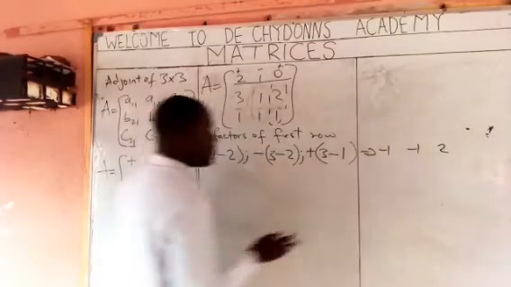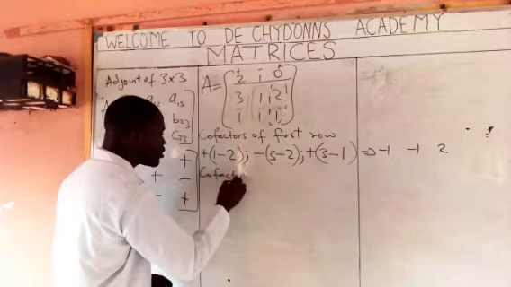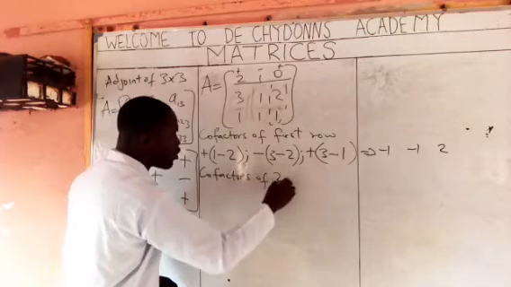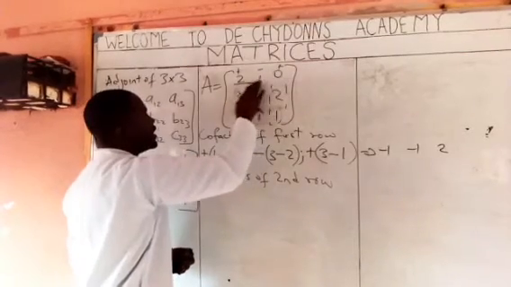These are their elements. You come again, say cofactors of the second row. Cofactors of the second row. Then you clean this.